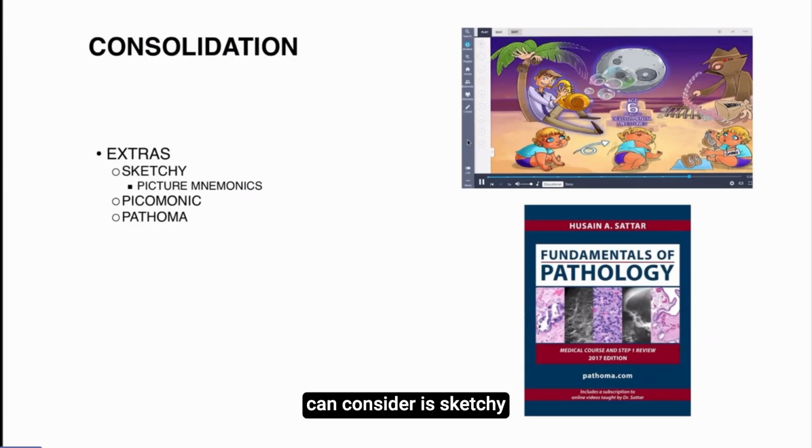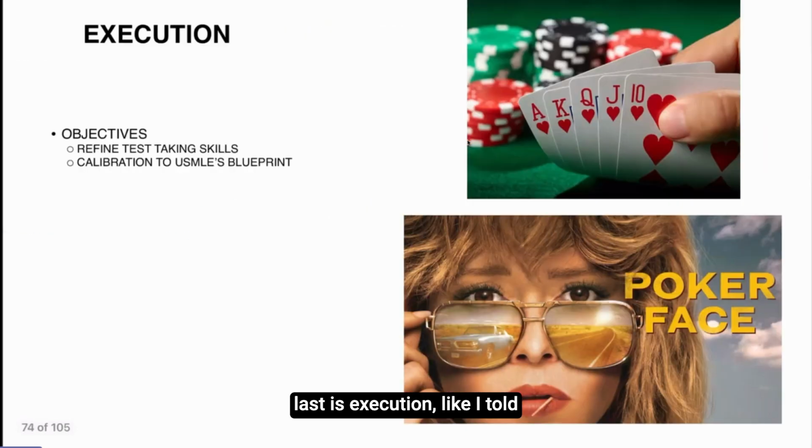Consolidation extras you can consider are Sketchy, Pathoma, Picmonic. If you want to go through this, go to my playlist and watch the video on Step 1. I go way deeper into this, because what you should cover in Picmonic and what you should not cover in Picmonic is a huge topic. Pathoma: BNB generally covers whatever Pathoma covers, but if you struggle in pathology, this could be added, if you have the time.